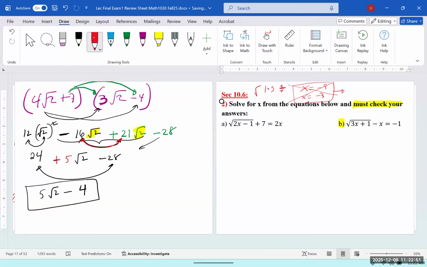So same thing in the radical, whatever you get, you have to substitute into the radical equation, not the part without radical. You need to use the radical because radical gives us the problem. We don't want the radical to be negative. So if any answer makes the radical negative, then it doesn't exist. So let me do B from here. It says the square root of 3x plus 1 minus x equals -1.